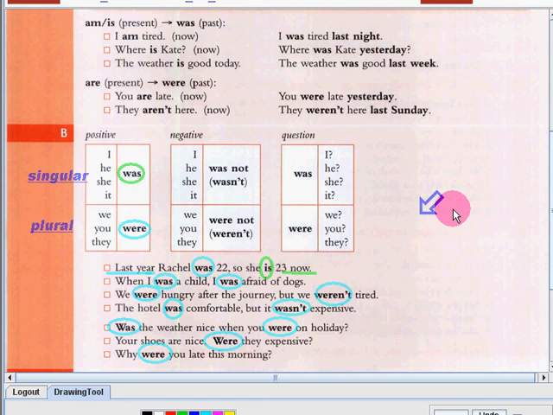Now, this is the end of our lesson. I hope you learned something. Please review and we will have practices about this lesson.